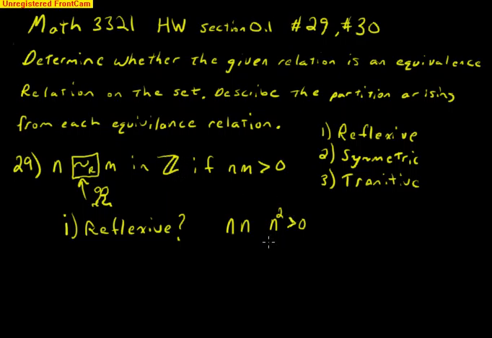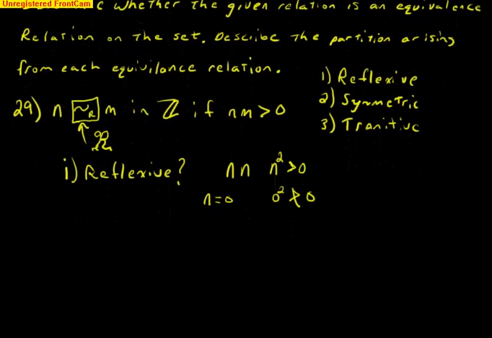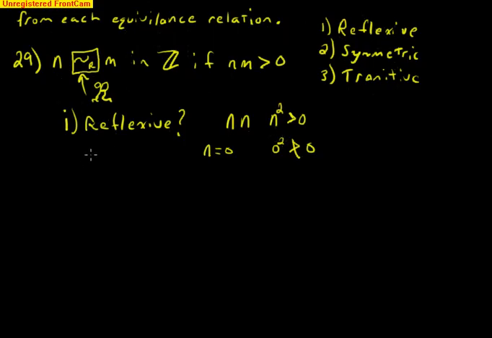So if N would equal 0, 0 squared is not greater than 0. It's equal to, but we weren't given the equality sign along with that. So this one fails. It fails reflexivity, so it's not an equivalence relation.